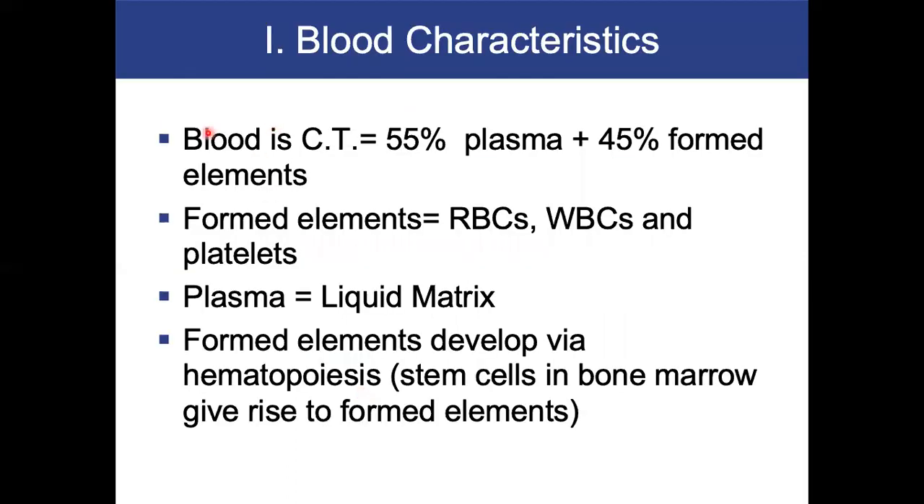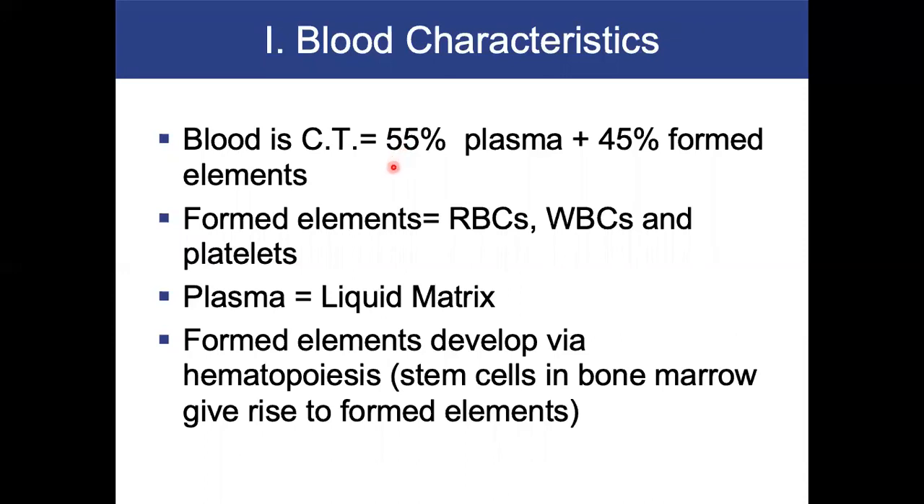Blood is connective tissue. So in anatomy, when you covered the various connective tissues, blood was one of them. It is unique because the formed elements are actually the cells. So your red blood cells, white blood cells, and platelets are the formed elements, and the plasma is your liquid matrix. So it's unique in the fact that the plasma is liquid matrix. In most connective tissues, a matrix is solid.